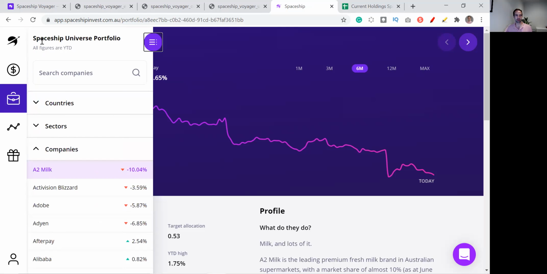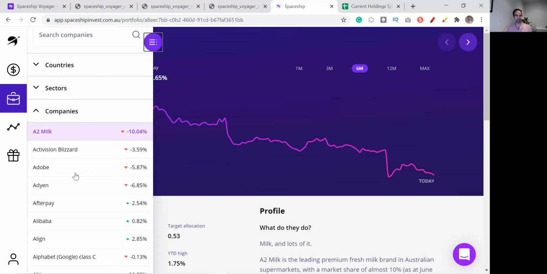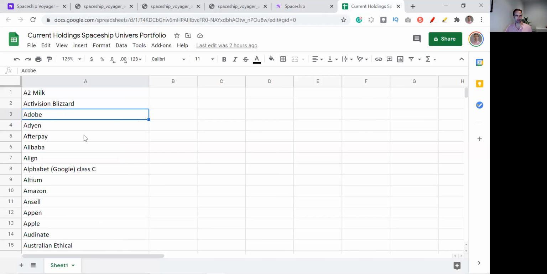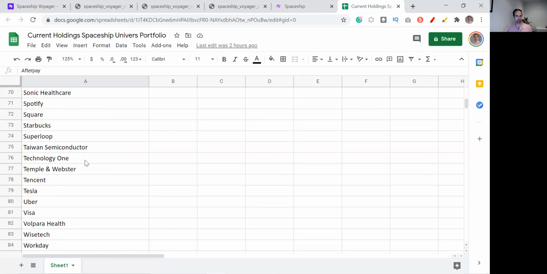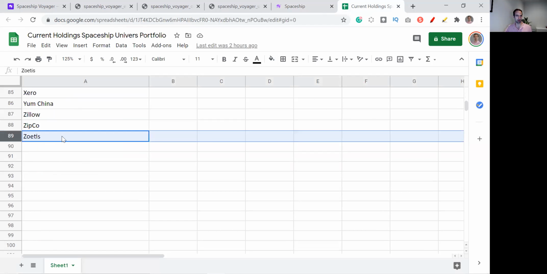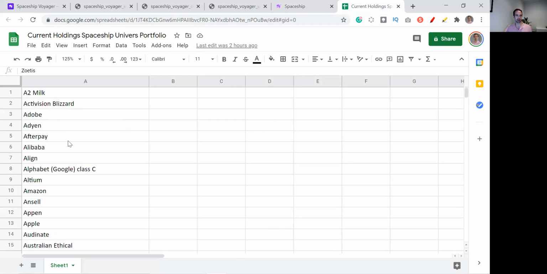However, if we look into the full list, we can see all of them, and I think we have around 90 companies. I extracted them and put them into Excel, so we can see what the exact number of holdings is. Almost 90, yep, so 89 investments in that portfolio at the moment.